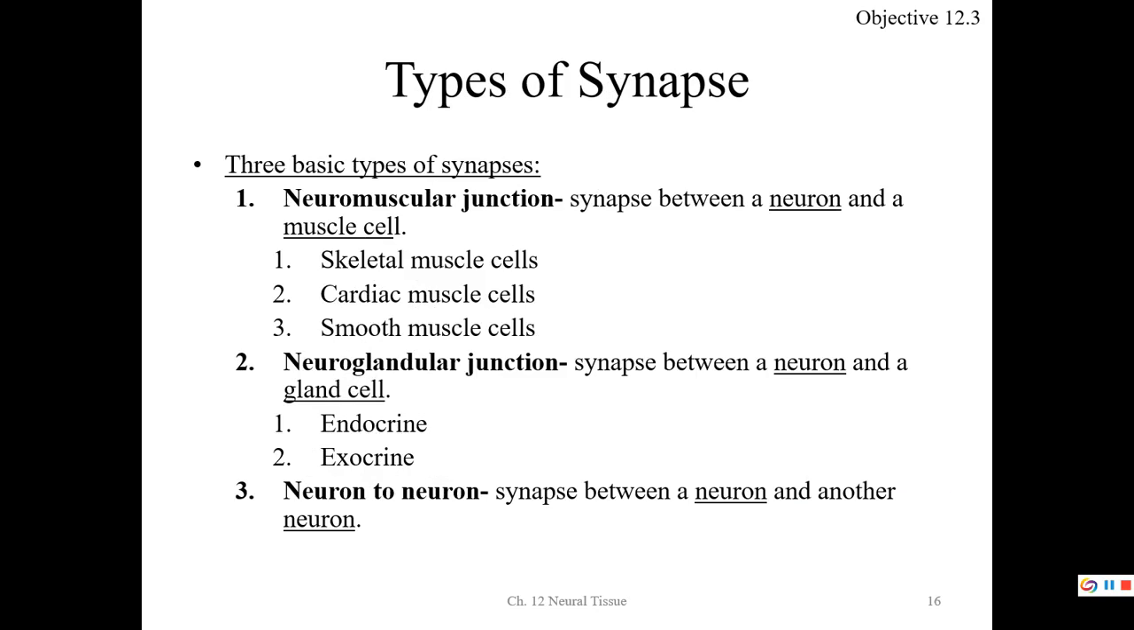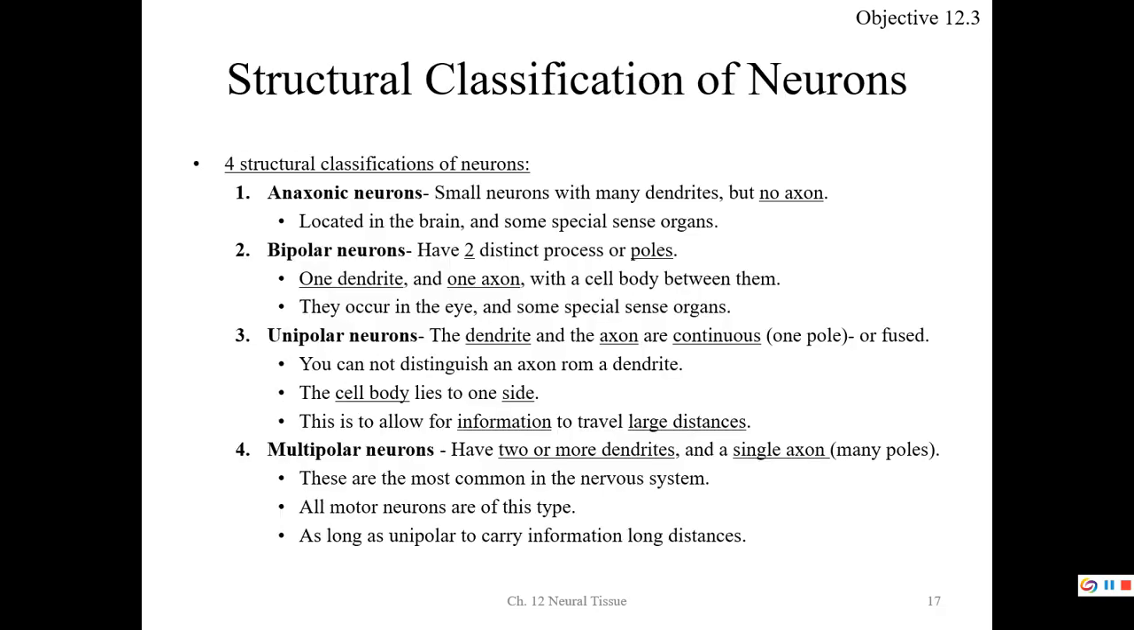All right. Now, we can have these synapses. They can be neuromuscular junction, that is neuron to muscle. It can be a skeletal muscle, cardiac muscle, or smooth muscle. We can have a neuroglandular junction, that's neuron to a gland cell. That can be an endocrine gland or an exocrine gland. Neuron to neuron, that could be a neuron to another neuron. And those are pretty common. We'll talk about lots of neuron to neuron synapses when we do autonomic nervous system in AP2.